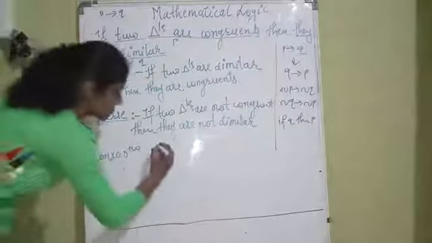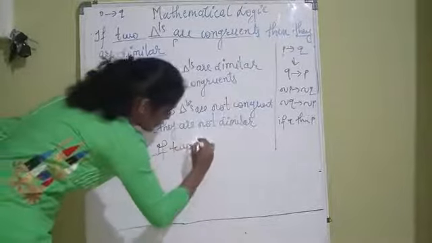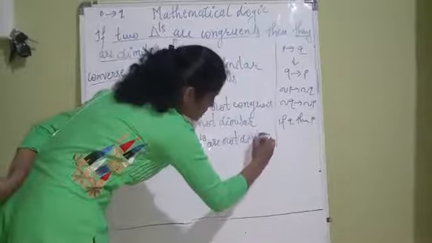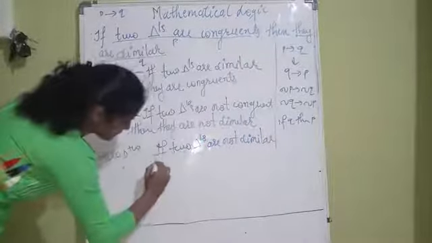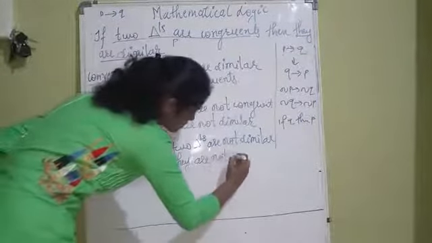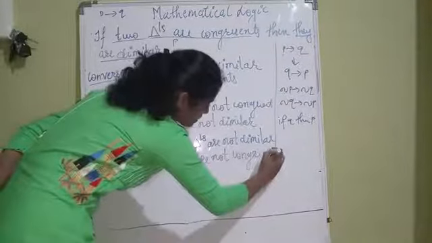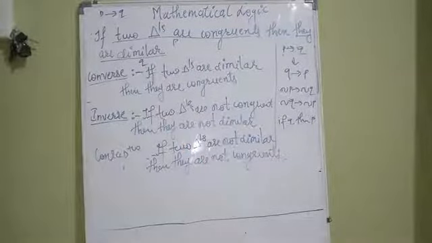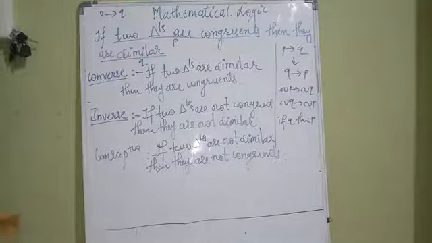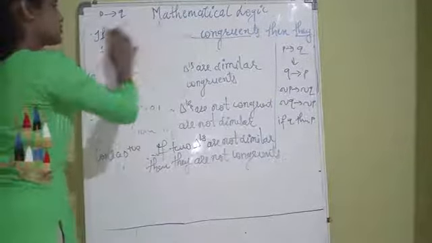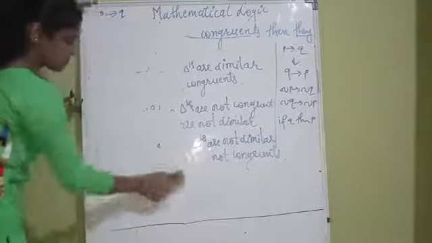Correct? So if two triangles are not similar, then they are not congruent. Got this? So this is the converse, inverse and contrapositive of this statement. Very easy.